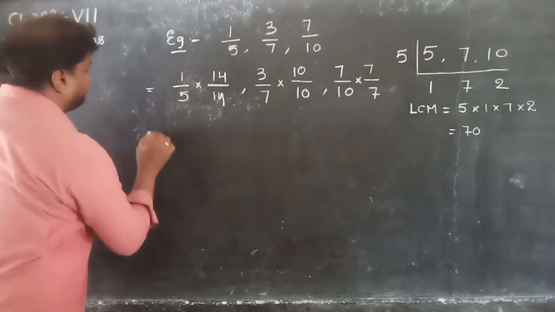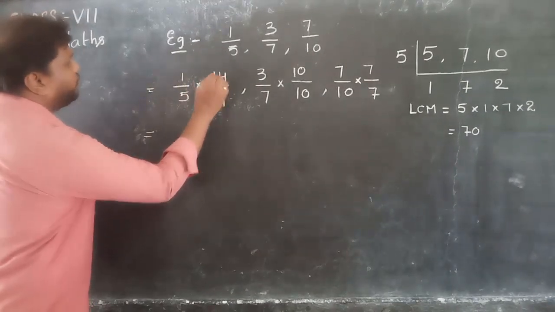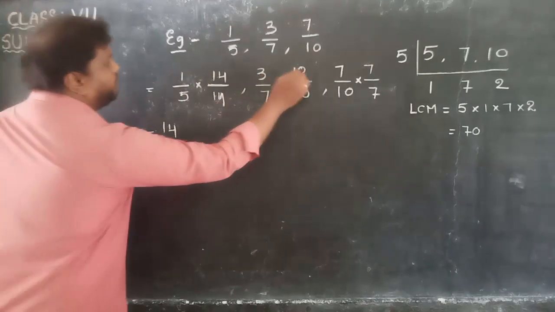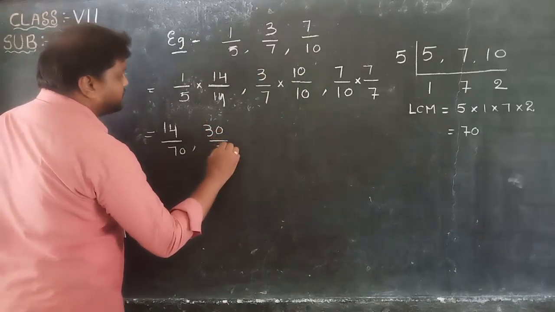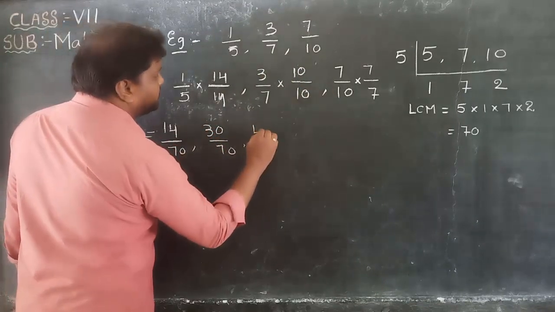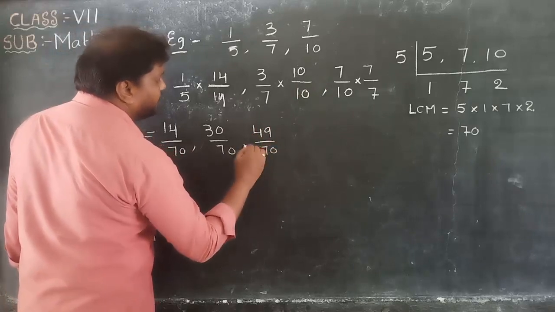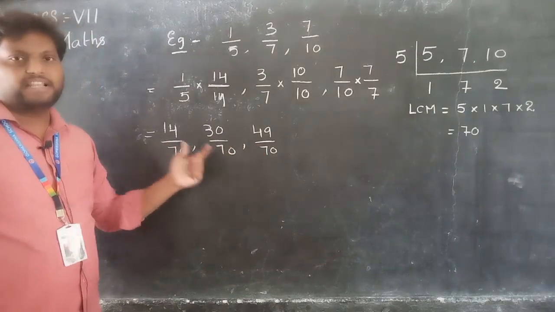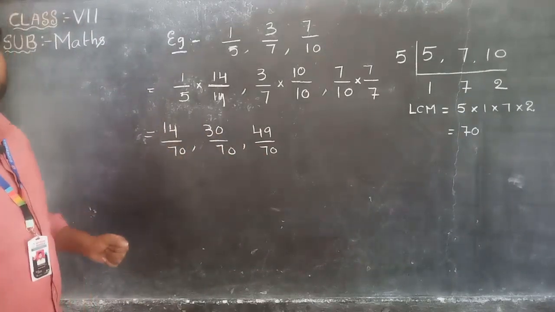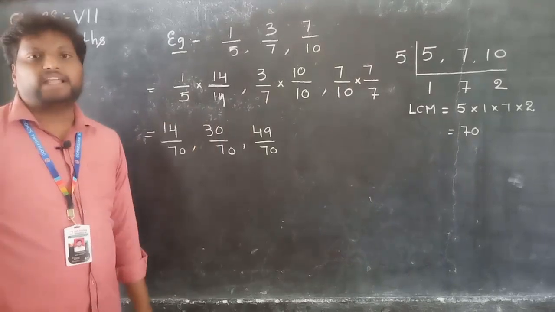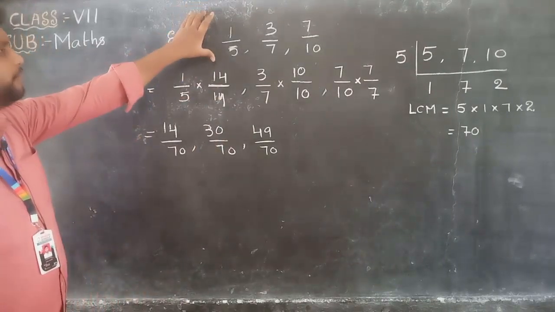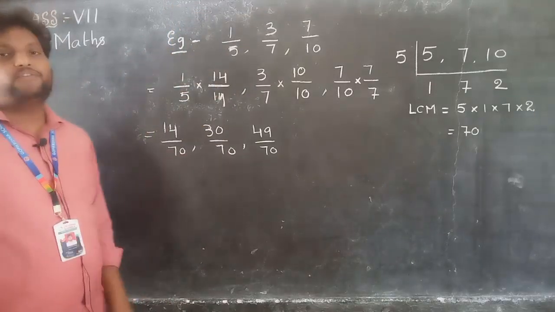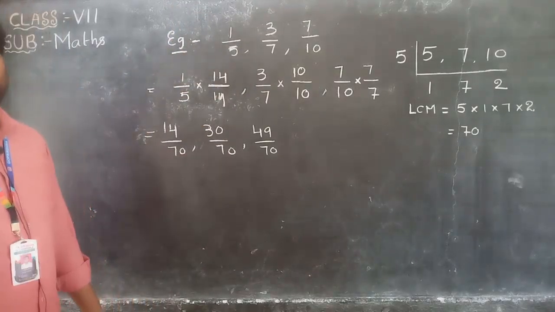Next, now multiply: 1 into 14, 14 by 70, comma, 3 into 10, 30 by 70, comma, 7 sevens are 49 by 70. Now observe, each and every fraction has the equal denominator, which means these are like fractions. In the problem we had unlike fractions, now we have converted them into like fractions. Now we can easily find which is the smallest one and which is the greatest one.